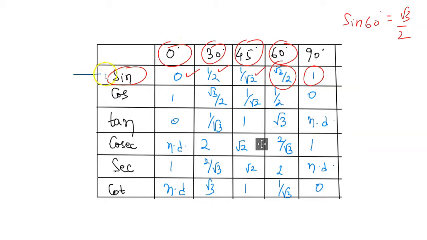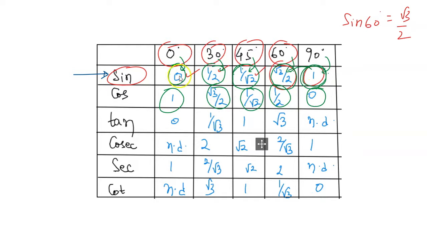The only thing you need to remember is the first row, that is for sine. Sine 0 is 0, sine 30 is 1 by 2, sine 45 is 1 by root 2, sine 60 is root 3 by 2 and sine 90 is 1. Now for cosine, just start bringing the numbers from the last. So 1 I will bring here, the number next to it, root 3 by 2, I will bring it here, then 1 by root 2, I'll bring it here, then 1 by 2 I'll bring it here, and then 0 I'll bring it here, right?